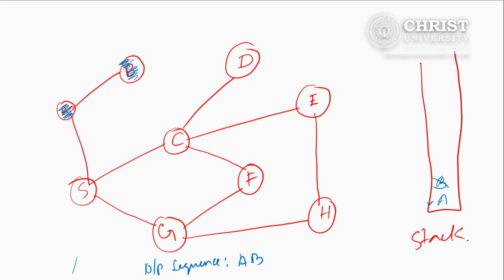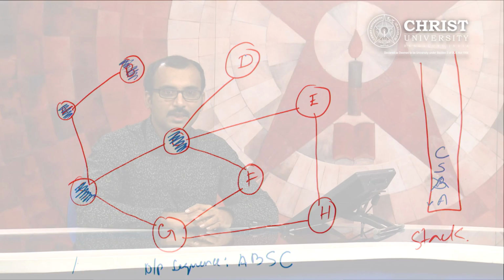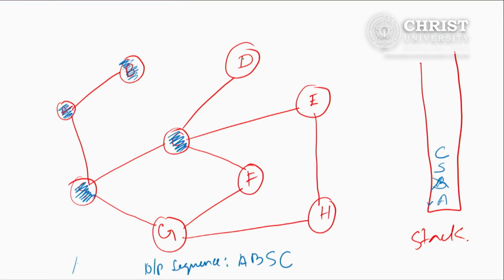Now, we have A at the top of the stack and S as the adjacent unvisited node. So, we will push S to the top of the stack, add it to the sequence, and mark it as visited. Now, with S at the top of the stack, C and G are the adjacent unvisited vertices. Alphabetically, we will push C on the top of the stack, add it to the sequence, and mark it as visited. C has D, E and F as adjacent unvisited nodes. So, alphabetically we will push D onto the top of the stack and add it to the sequence.